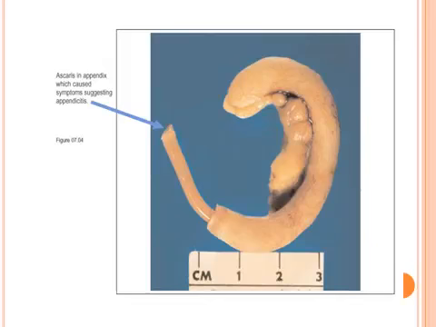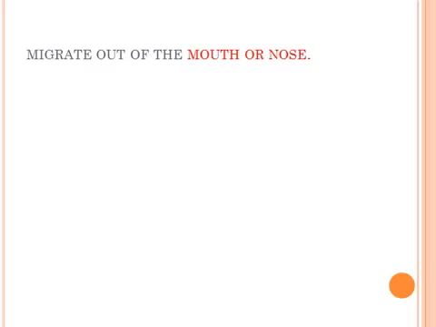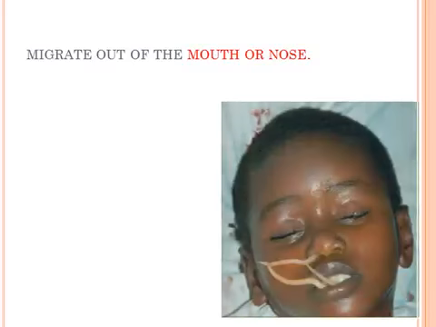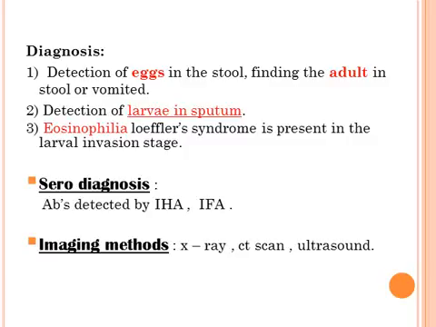Okay, this slide is an appendix. If you look, the appendix contains the adult Ascaris. That means the Ascaris migrated to the appendix and is found inside it. So Ascaris in the appendix causes symptoms suggesting appendicitis, or migration of the adult out of the mouth or nose.